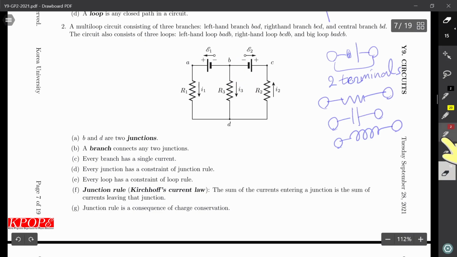B and D are two junctions. A branch connects any two junctions. This is a branch that connects two junctions. This is a branch that connects these two junctions. This is a branch that connects these junctions.